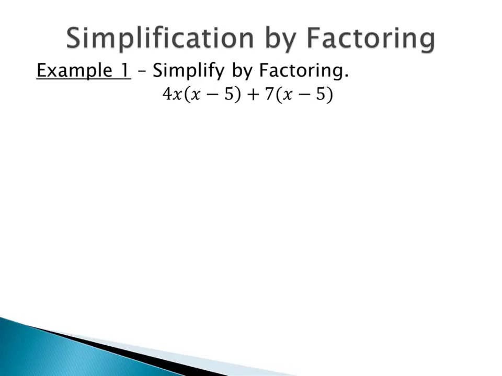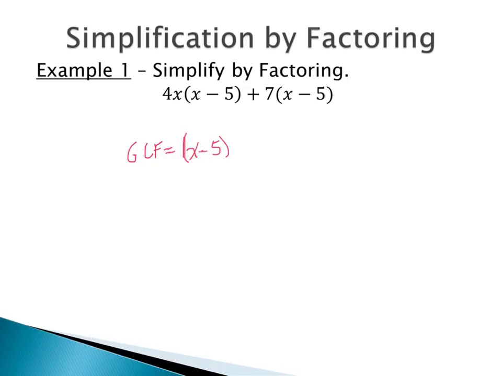In this lesson, we're going to talk about an application of factoring, which would be simplifying by factoring. We saw an example similar to this when we were talking about greatest common factor. We have a binomial that's in common with each of the parts, that x minus 5. So we would say that we have a greatest common factor of x minus 5 that we could take out.